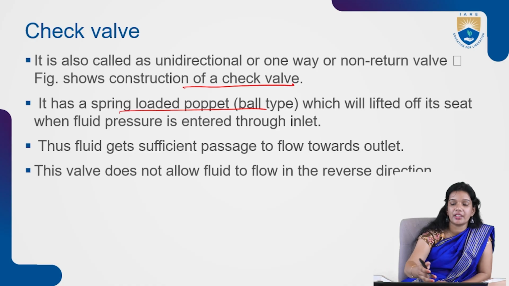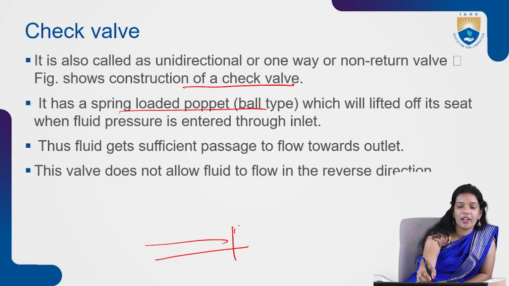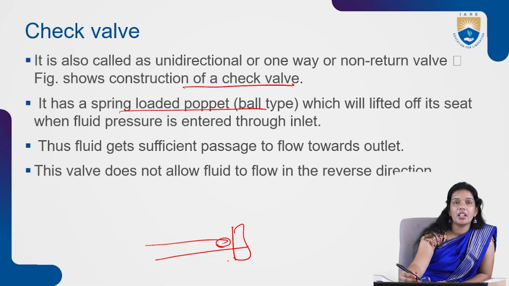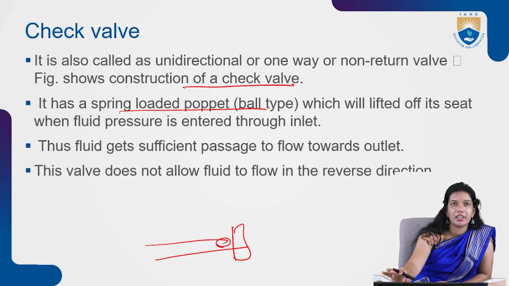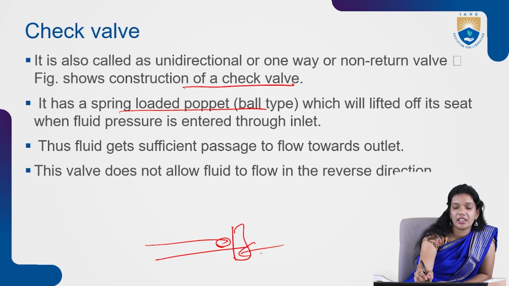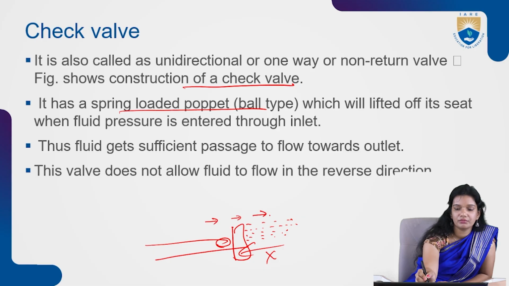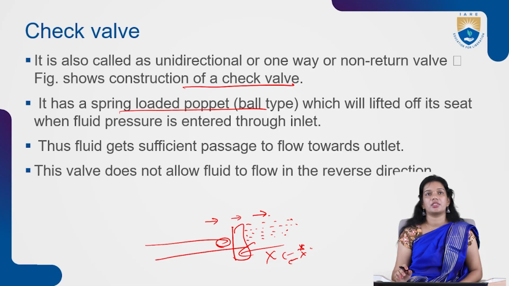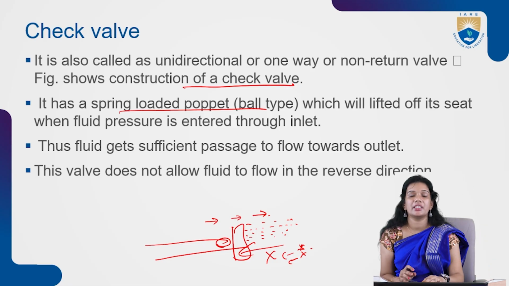When the fluid is entering through the inlet, the ball is going to be popped up. Now this fluid gets enough passage so that it goes out, right? This valve does not allow the fluid to flow in the reverse direction. There is no reverse direction in these check valves, right? That means your check valves are completely unidirectional. They are one way only. They are non-return valves.